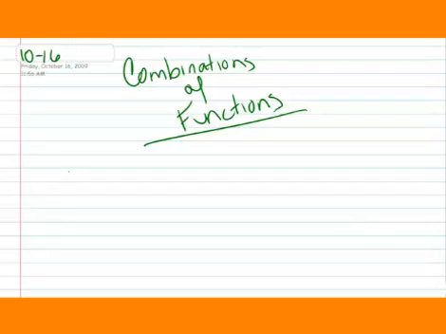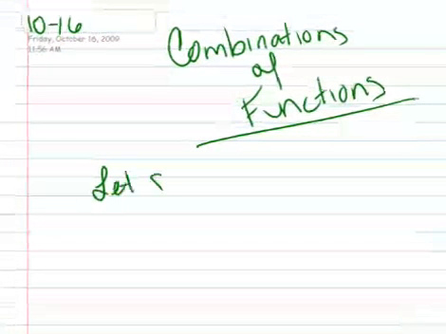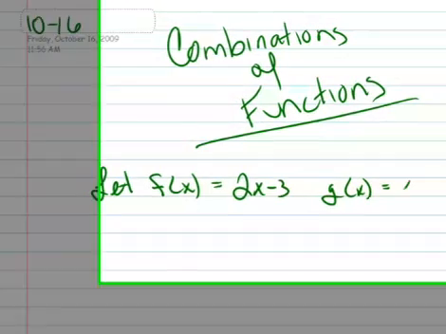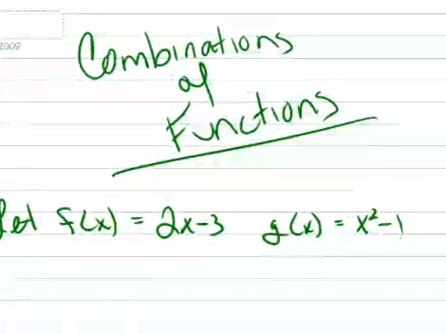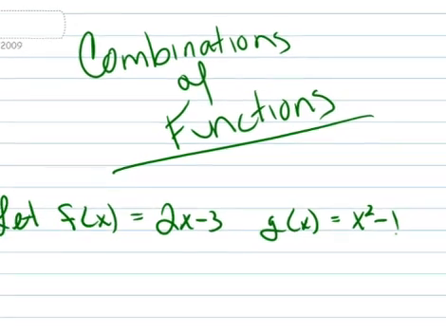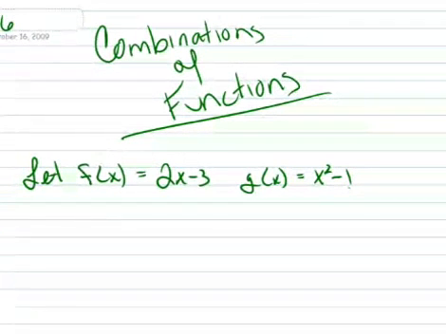Okay, so imagine that f of x is 2x minus 3, and that g of x is x squared minus 1. Functions, just like numbers, can be added and subtracted and multiplied and divided and squared and all sorts of things. So we are going to find the sum, the difference, the product, the quotient of two functions. And I think you're going to find it pleasantly easy.